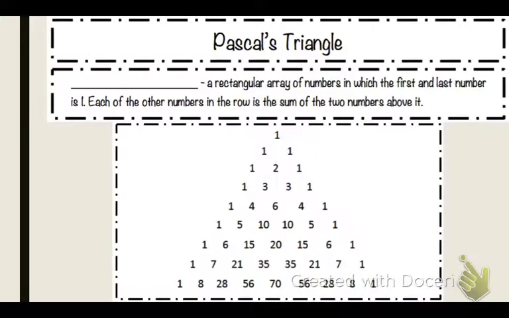Okay? So, a rectangular array of numbers in which the first and last number is 1. Each of the numbers in the row is the sum of the two numbers above it. That's supposed to say triangular array, not rectangular. But it is Pascal's triangle, because a triangle is not a rectangle. So that should say triangular. So cross that out and put triangular. But that is Pascal's triangle, which is this little triangle that we have below here.